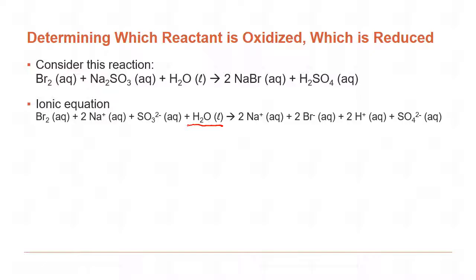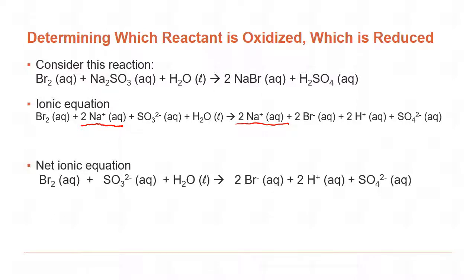H2O appears here, but as H+ on the other side, so those two would not be considered spectator ions. So really the only ones we're going to get rid of in the net ionic equation would be these two sodium ions right there. So let's go ahead and form the net ionic equation. So I have the Br2 plus the sulfite plus the H2O, giving the 2Br-, 2H+, and sulfate. So there's my net ionic equation.